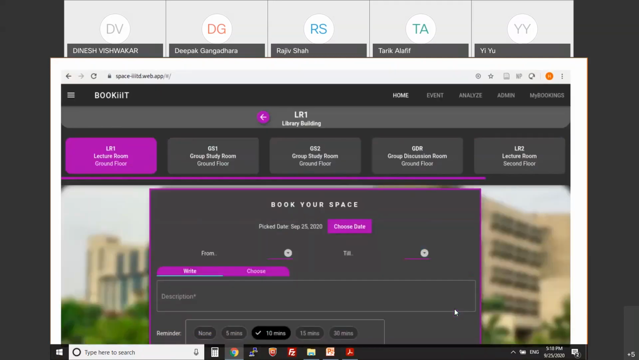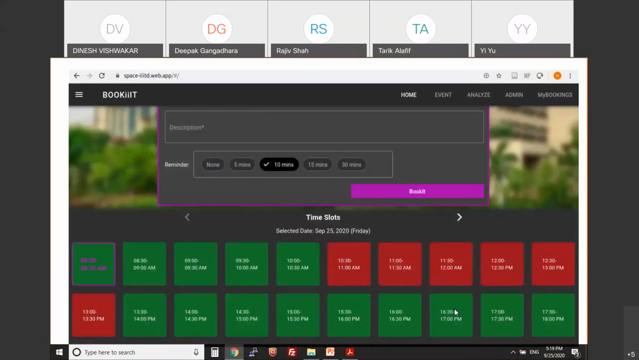So next slide. When we click on a building, you can see all the spaces at the top. Then there is this card in which you enter the details like from when to till when, and the date. You can choose a date, write the description, the reason for your booking, or choose the reason, and add a reminder if you want one, and then you directly book it. This is for the library and sports blocks, so the user can book directly. And here are all the time slots. These are color coded: red shows that they are already booked. If you click on it, you can see the reason for the booking.